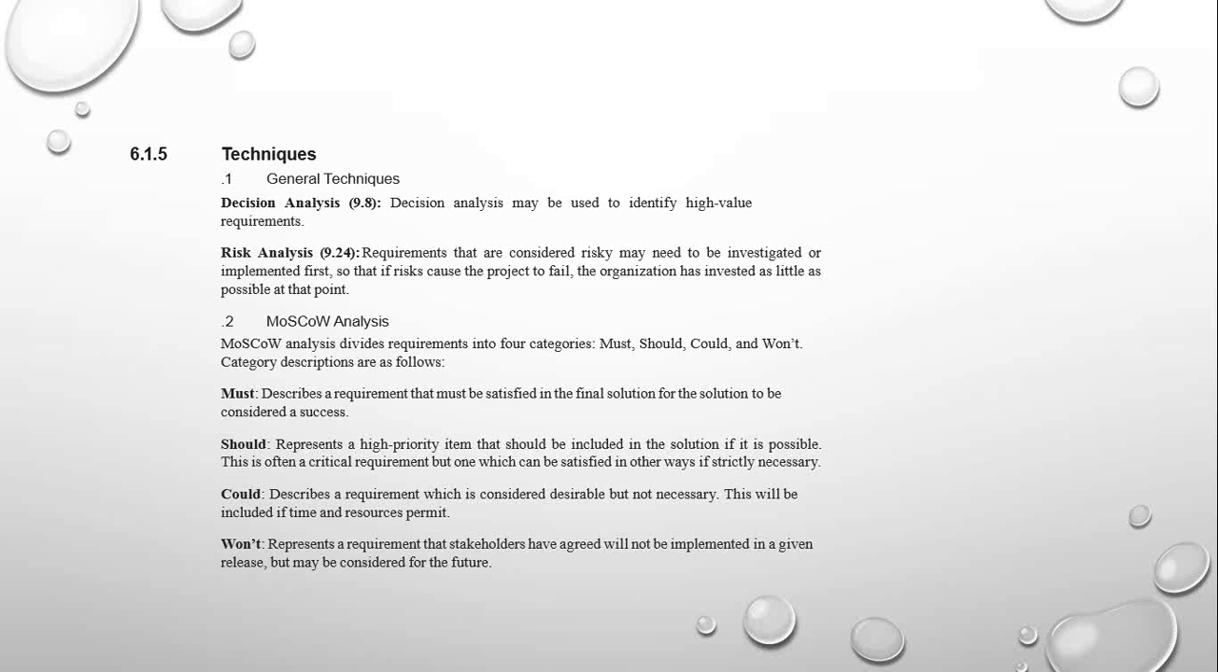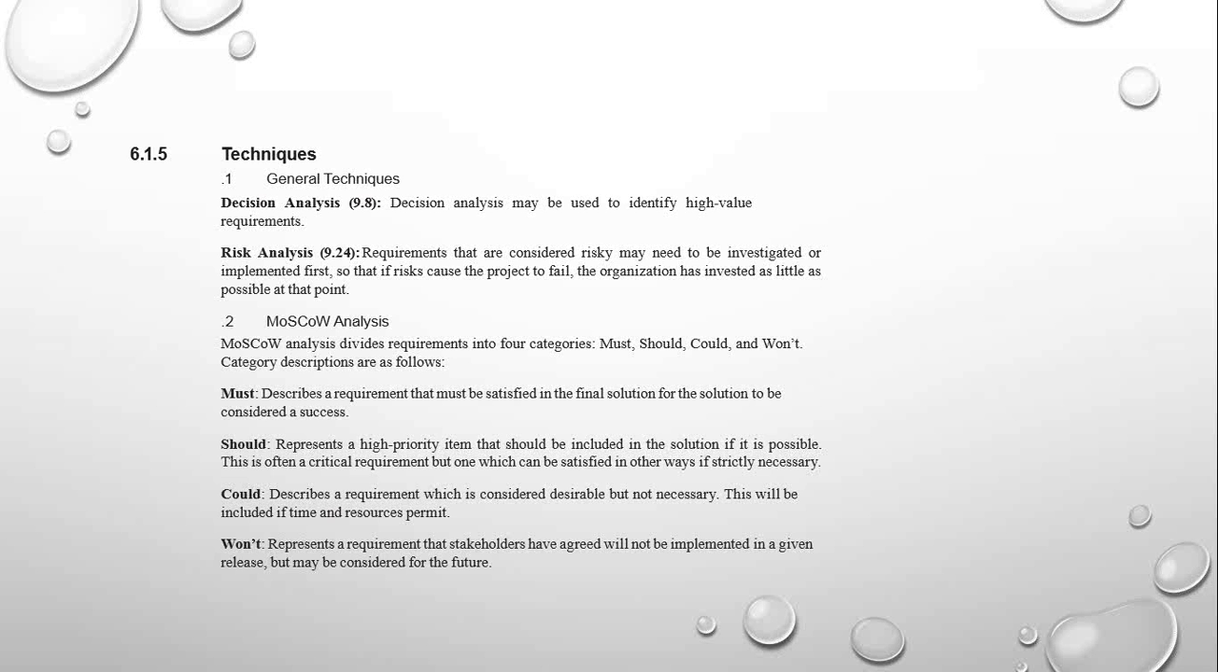Now we are going to talk about MoSCoW analysis. This divides requirements into 4 categories: must, should, could, won't. Now, why do we have this type of labeling, this type of categorization? Must describes a requirement that must be satisfied in the final solution for the solution to be considered a success.